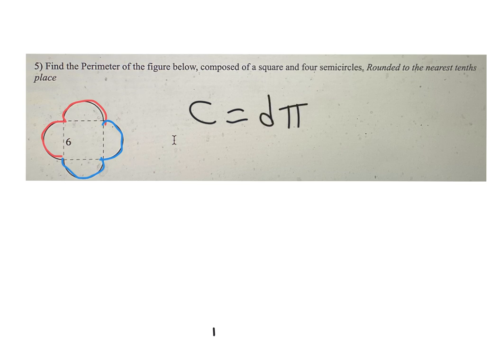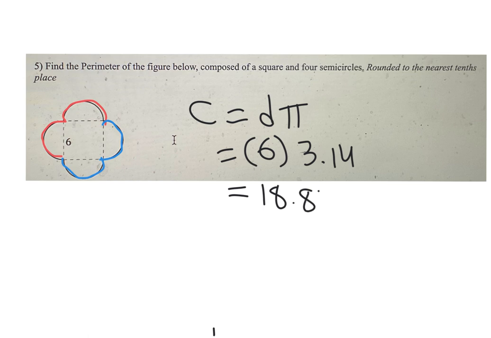Here the diameter is 6. We're going to use 3.14 for pi. That's equal to 18.84. So that is the circumference of one of the circles. But again, we have 2 circles' worth of semicircles. So if you double that, multiply that times 2, you'll get the perimeter of the entire shape, which is 37.68.